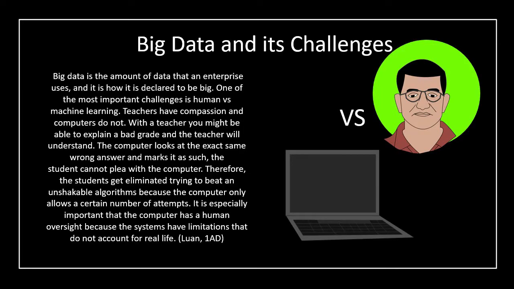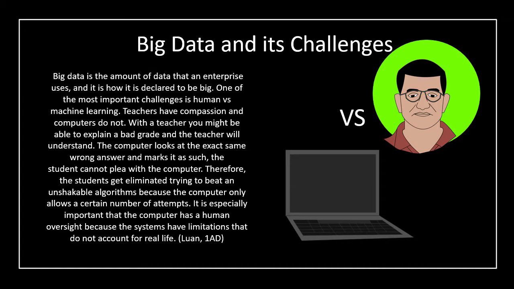Big data is the amount of data that an enterprise uses, and it is how it is declared to be big. One of the most important challenges is human versus machine learning. Teachers have compassion, and computers don't. With a teacher, you might be able to explain a bad grade, and the teacher will understand. The computer looks at the exact same wrong answer and marks it as such. The student cannot plead with the computer.